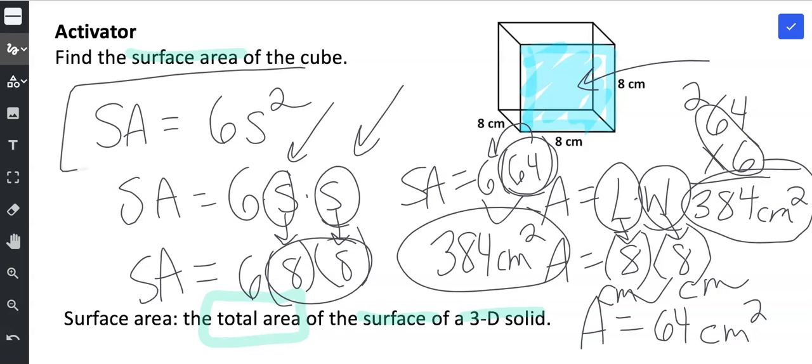So don't be alarmed or confused when you see this formula for the surface area of a cube. This is really what we did.